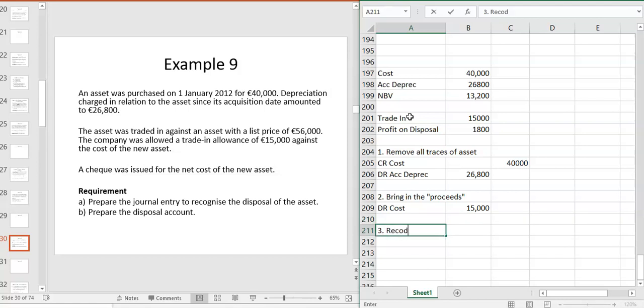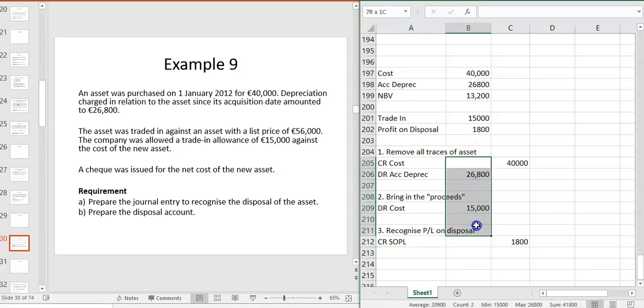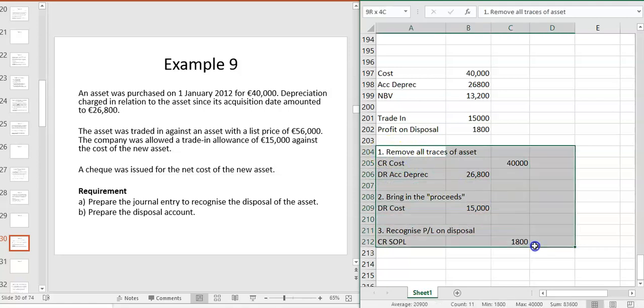And 3, then recognize profit or loss on disposal. So it's going to be credit the SOPL 1.8. So if we look at it, we have 41.8 on the debit side, 41.8 on the credit side. So that's how you would recognize the disposal of the asset.